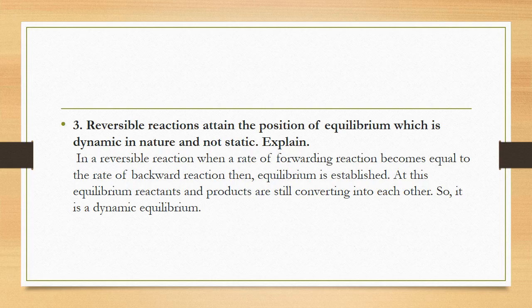Either it attains the equilibrium, where the rate of forward direction becomes equal to the rate of backward direction, but it's not stopped, it's not static, it is called dynamic in nature. How is it a dynamic reaction? In a reversible reaction, when the rate of forward reaction becomes equal to the rate of backward reaction, then equilibrium is established. This is very important, and the parallel line is achieved. As you know the graph, there is a parallel line. First of all, forward direction falls steeply and next the product side rises, but at the stage when the parallel line is achieved, equilibrium is established.